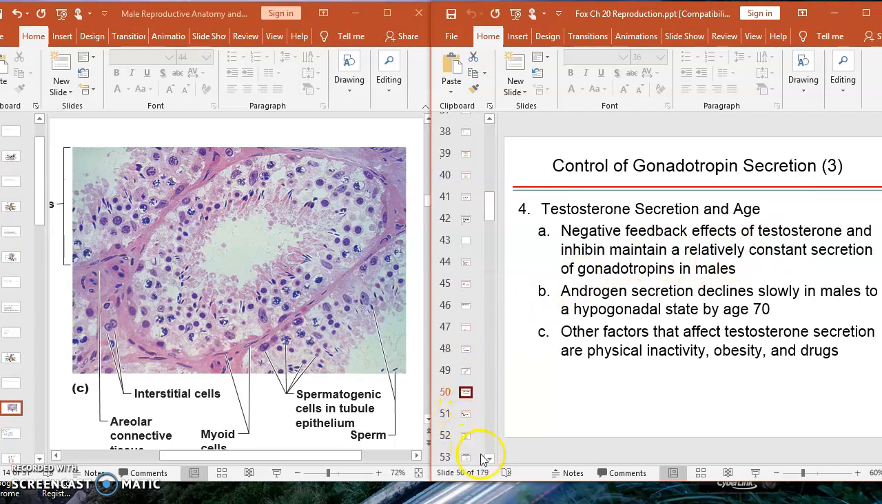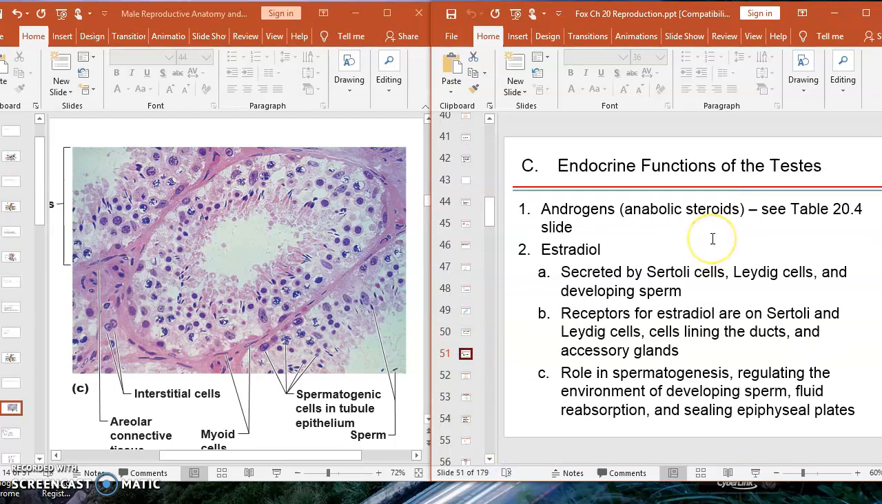Okay, let's go a little further here in this physiology. So the androgens, also called the anabolic steroids, because they build muscle. You hear about those, in athletes and illegal activity. Estradiol is secreted by Sertoli cells, Leydig cells, and developing sperm.